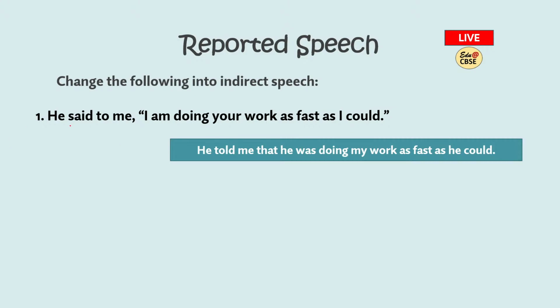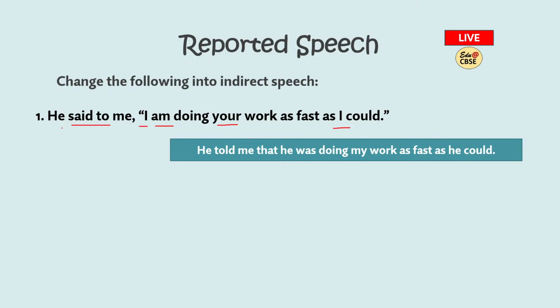you can underline. So first when you read it, he said to me. So you know that you have to change this said to. So just underline it. Then I am. These things are to be changed. So just underline so that when you are writing your answer, you don't forget what you have to change. So you have marked all those that you need to change.